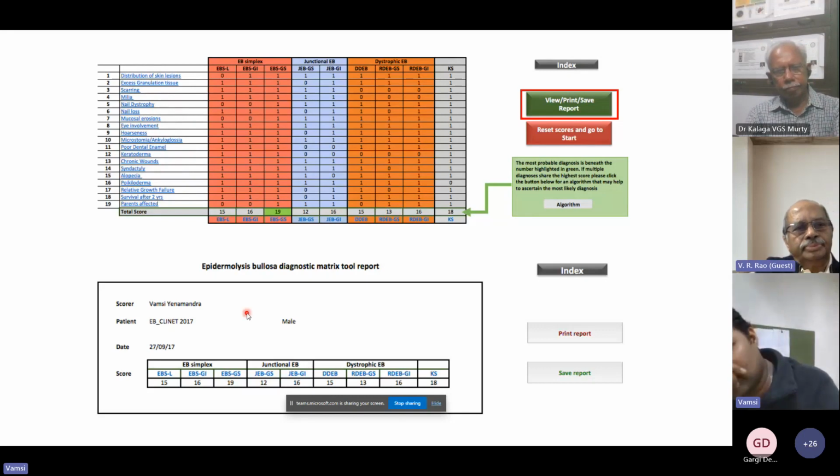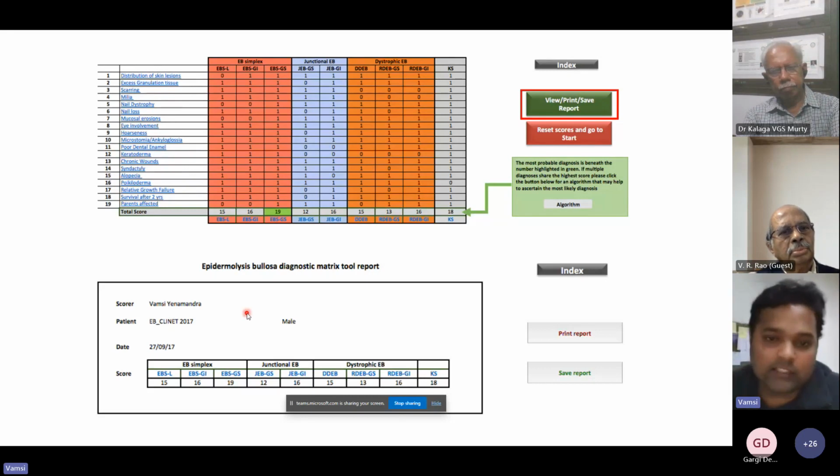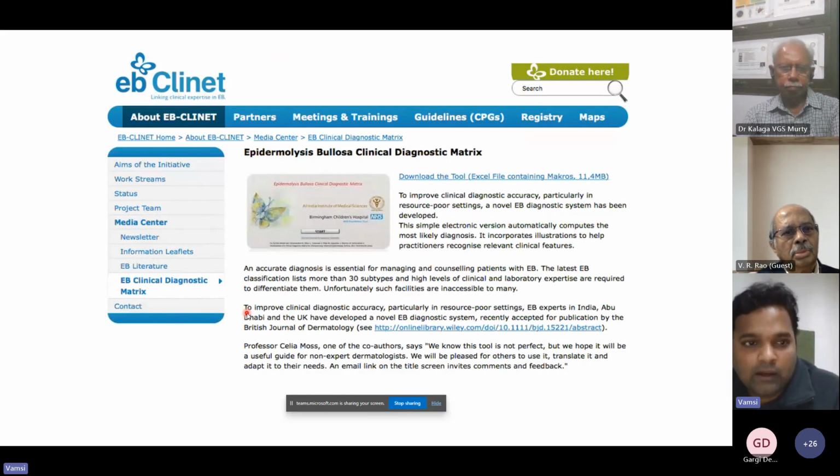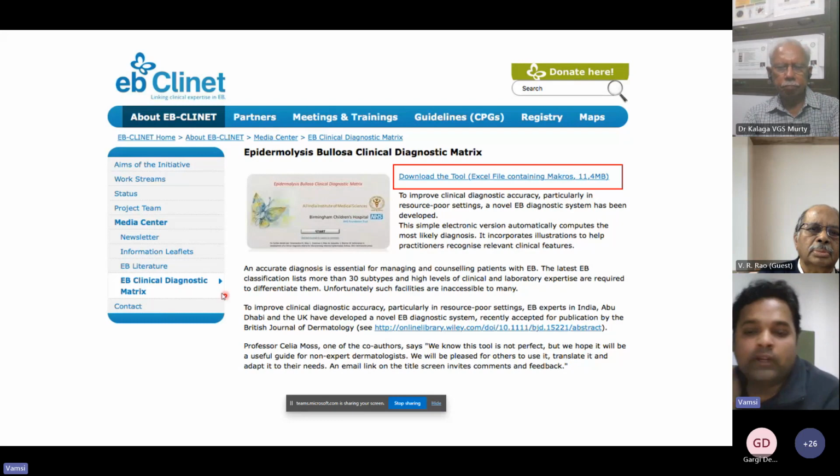So this is our clinical diagnostic matrix that we think is pretty much useful, and because of the utility, EB Clinic, which is a clinical network of all the centers that are catering to epidermolysis bullosa, have hosted it on their website, and this is freely available for every practicing clinician, not only dermatologists, pediatricians, everyone. They can just freely download it and use it for their regular practice.